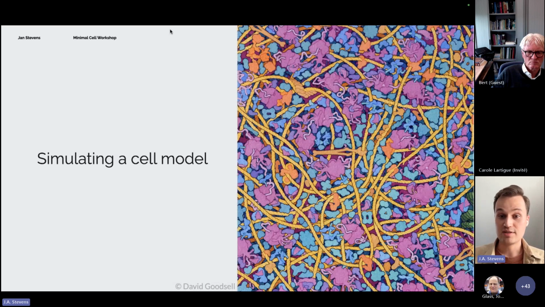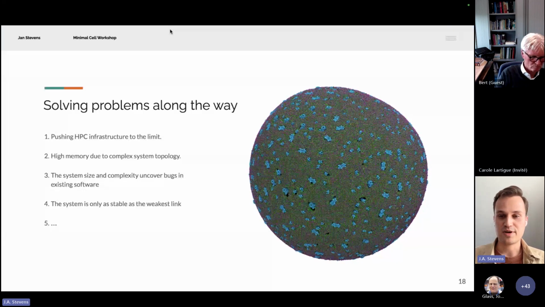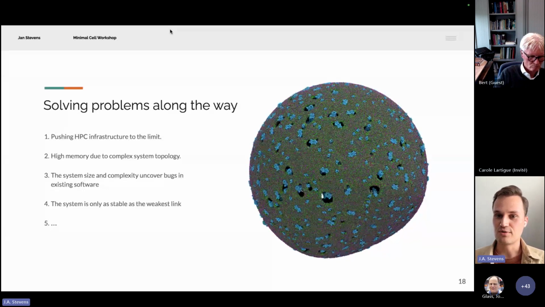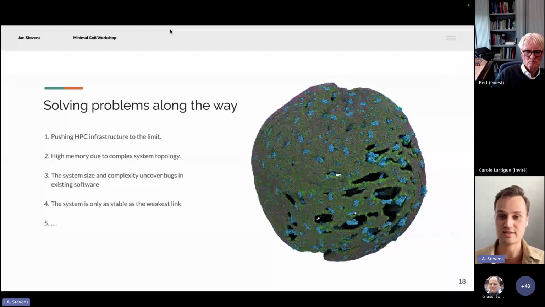Yes, so finally we built a cell model. The only thing that remains for us to do is now simulate it. There's quite a few things that can go wrong. So over the last year, we've been struggling a bit with getting this cell to simulate.